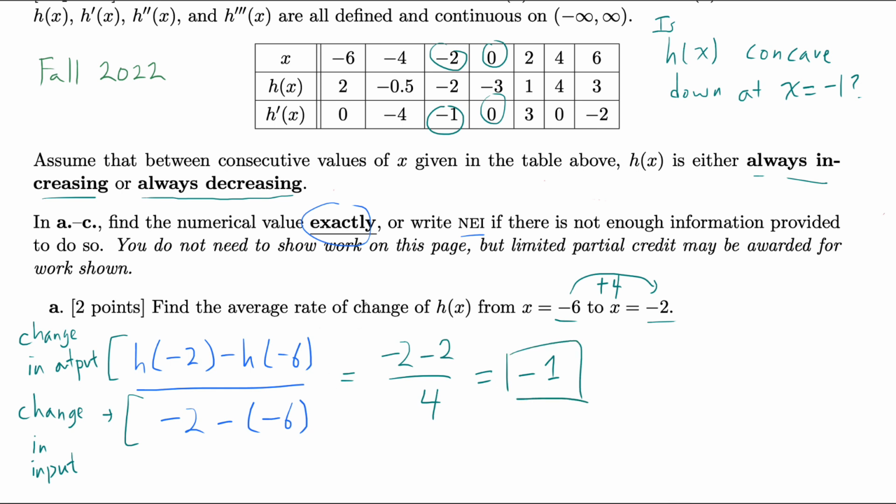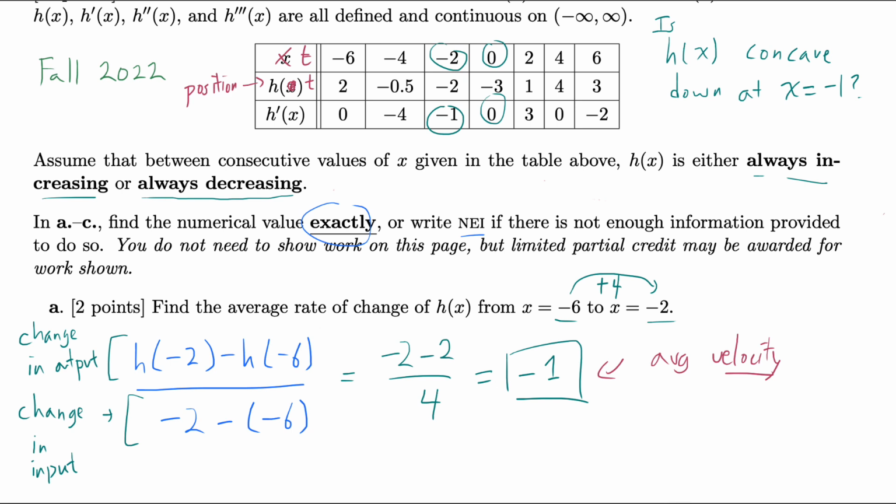I guess one variation that might be worth remembering is that if the input is time, so maybe rather than x, I'll write t for time, and h of t is the position function, then this average rate of change is exactly the average velocity, because velocity is the rate of change, and here you're finding the average rate of change of position.